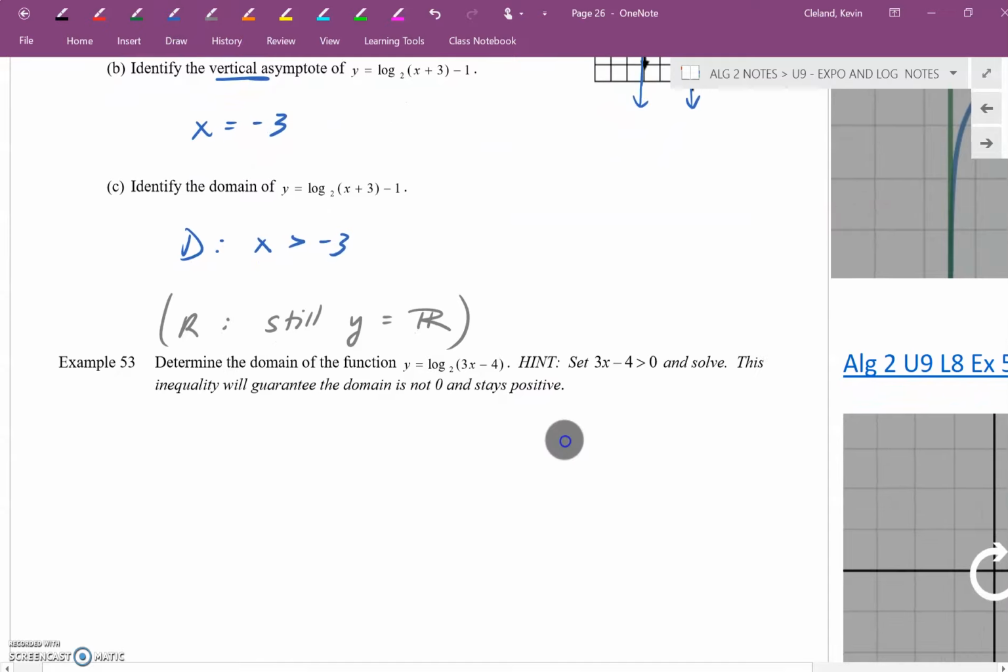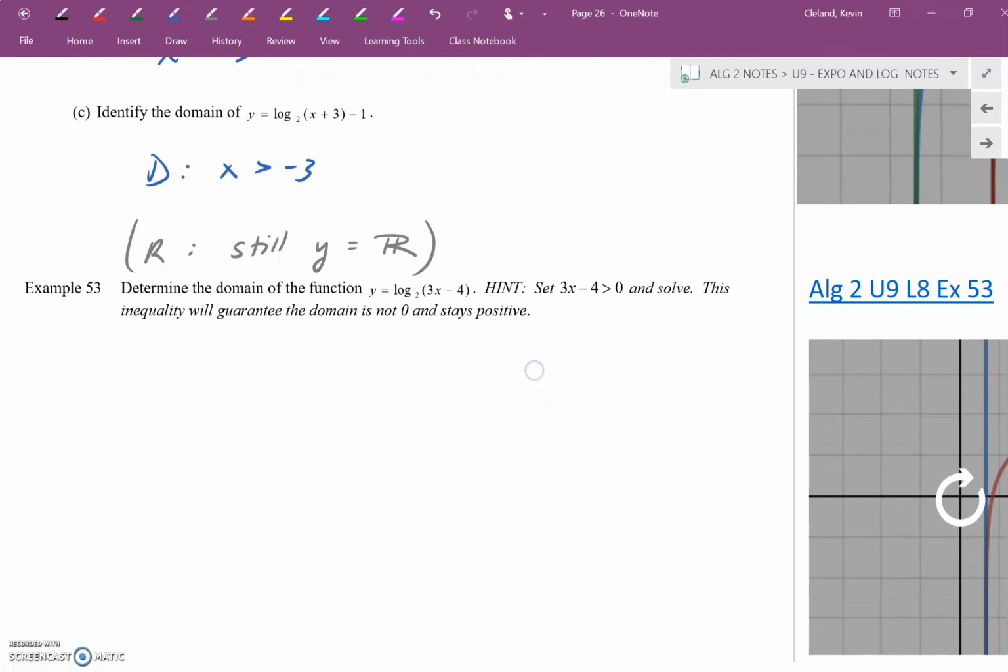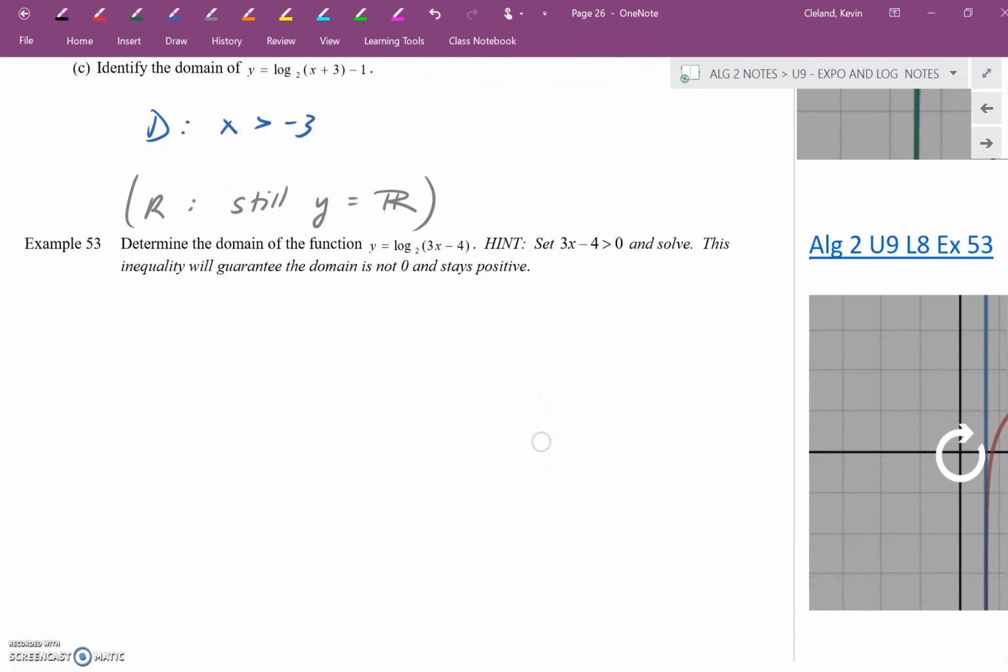Okay, now we have a new function here. Determine the domain of the function y equals log base 2 of 3x minus 4. And they're giving you this hint. This will always work. If you need to come up with the domain for a log function, just grab the inside, the part that we're actually calculating the log of, and set it greater than 0. Again, because we're trying to find the values that x can be, which is the domain.